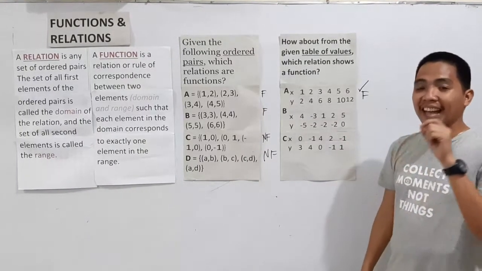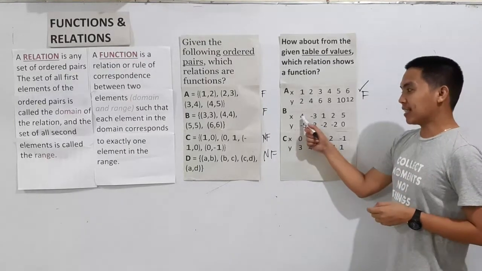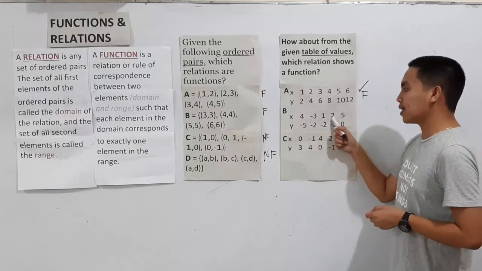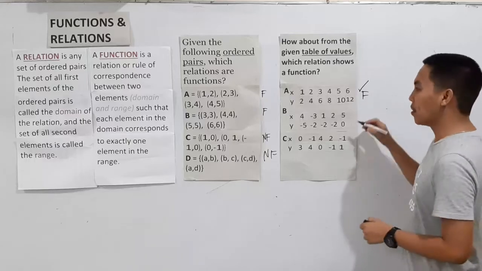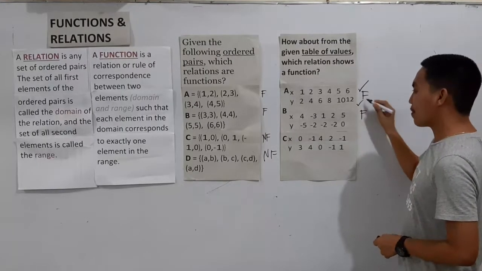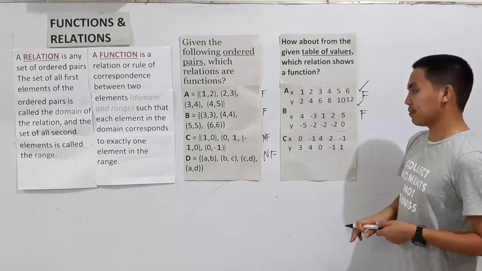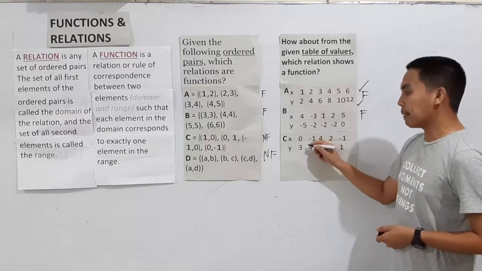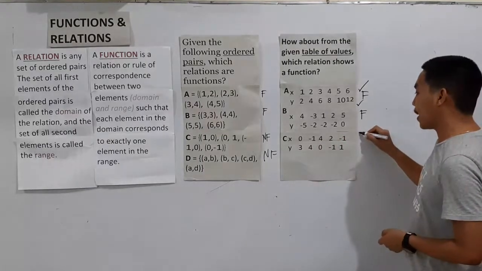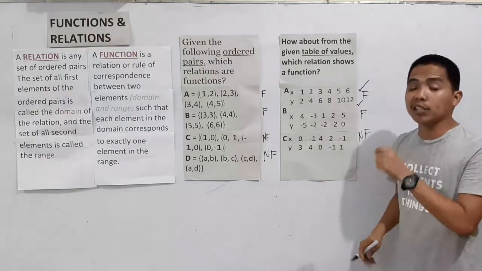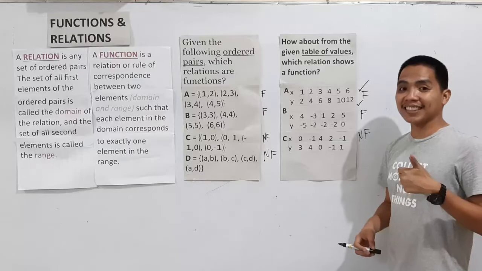Number 1 on letter A. How about letter B? X is 4, negative 3, 1, 2, 5. Nagbalik ba? Hindi. So, letter B is still a function. How about letter C, this table of values? Alright, nagbalik si negative 1, nagbalik si negative 1. So this is not a function, this is just a mere relation. Alright, did you get that?